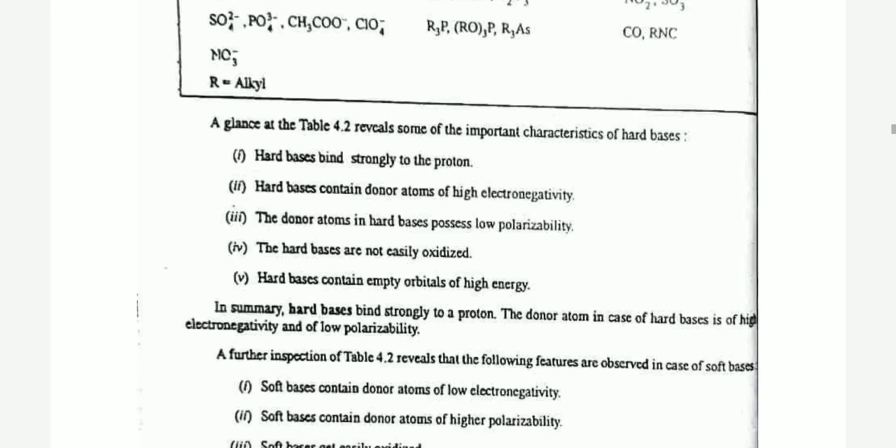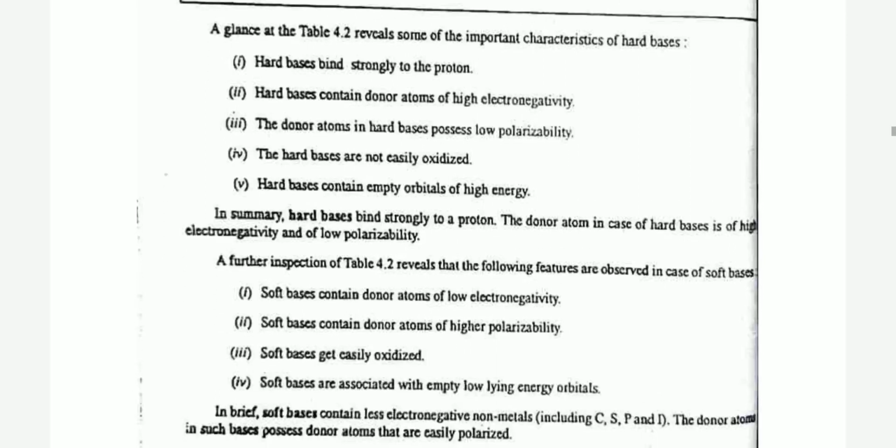Second, hard bases contain donor atoms of high electronegativity. Third, the donor atoms in hard bases possess low polarizability. Fourth, hard bases are not easily oxidized. Fifth, hard bases contain empty orbitals of high energy. In summary, hard bases bind strongly to a proton. The donor atoms in hard bases are of high electronegativity and low polarizability.